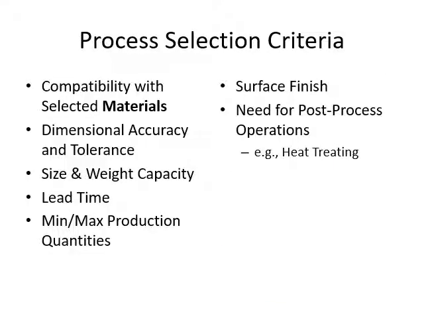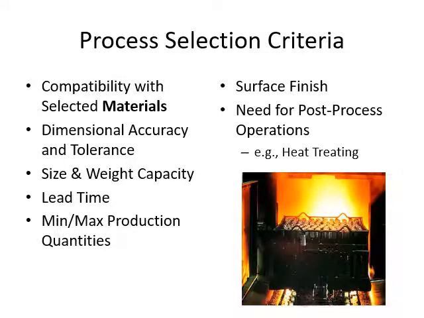Then you have the process selection criteria, which are attributes that need to be known prior to process selection. So these are the criteria that you need to know: the compatibility with selected materials, dimensional accuracy and tolerance, size and weight capacity, lead time, minimum and maximum production quantities, which is the batch number and batch size, and then you have the surface finishing, whether it is required or not, and then the need for post-process operations, including heat treatment.